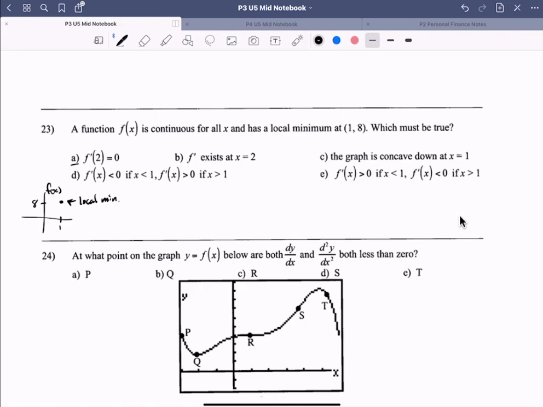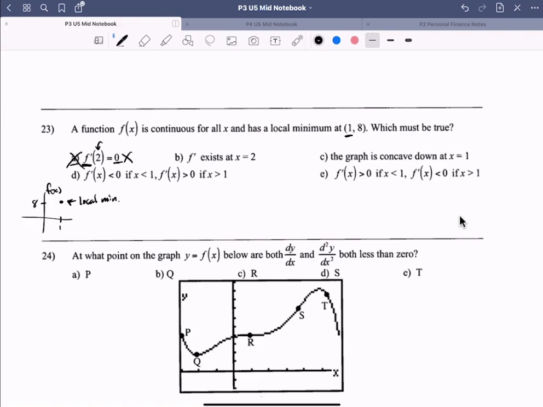Now, let's just read what we got. At 2, the slope is 0. That's what this says because this is f prime. It's saying at 2 the slope is 0. Must that be true? Well, it could be true, but it's not must be true. If they put a 1 right here, we might be able to say that at 1, the slope is 0. That way it's a local minimum, and then that must be true. So it's definitely not this one. That's a wrong thing.